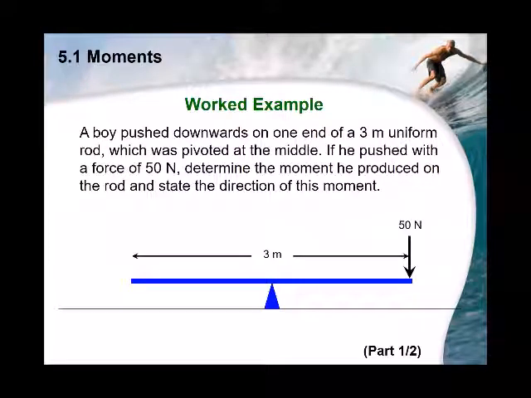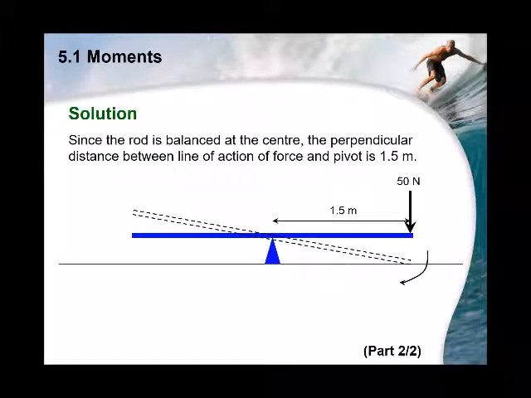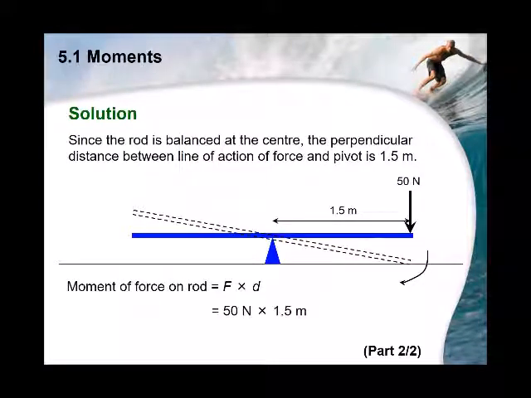Now let's take a look at some worked examples. Let's say you have a boy pushing downwards at one end of a 3-meter uniform rod. If he pushes it with a force of 15 newtons, determine the moment he produces. So how are you going to do this question? The solution is to find the perpendicular distance from the force to the pivot over here. The perpendicular distance is 1.5 meters. So the moment will be 50 times 1.5 meters, which will give you a value of 75 Newton meter clockwise in direction. You will need to have your magnitude and you will need to have your direction.